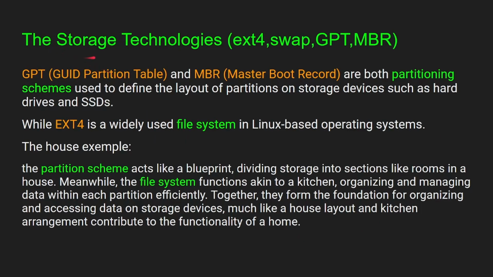Now we start with the storage technologies. GPT and MBR are both partition schemes used to define the layout of partitions on storage devices such as hard drives and SSDs. Meanwhile, ext4 is a widely used file system in Unix-based operating systems. Take the house example: the partitioning scheme acts like a blueprint, dividing storage into sections like rooms in a house.